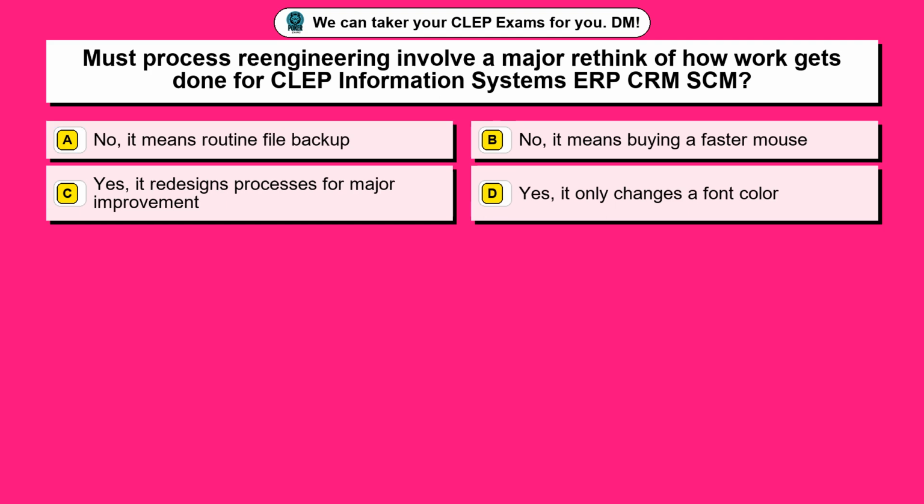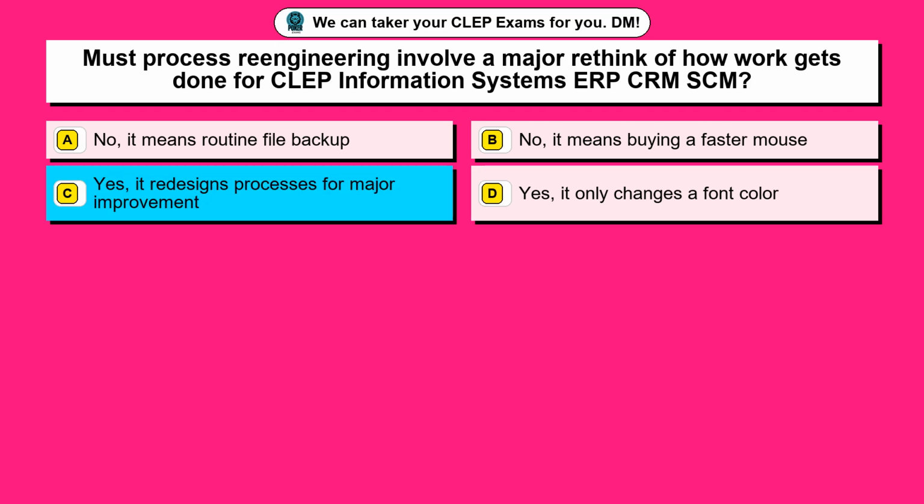Question 17. Must process reengineering involve a major rethink of how work gets done for CLEP Information Systems ERP CRM SCM? Option A. No, it means routine file backup. Option B. No, it means buying a faster mouse. Option C. Yes, it redesigns processes for major improvement. Option D. Yes, it only changes a font color.